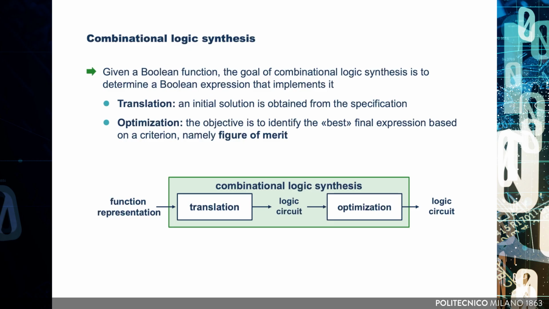Combinational synthesis can be divided into two sequential steps: the translation of the specification into an initial solution, which is easy to compute, and the optimization of the initial expression with the goal of identifying a final expression that is optimal according to a criterion called the figure of merit.